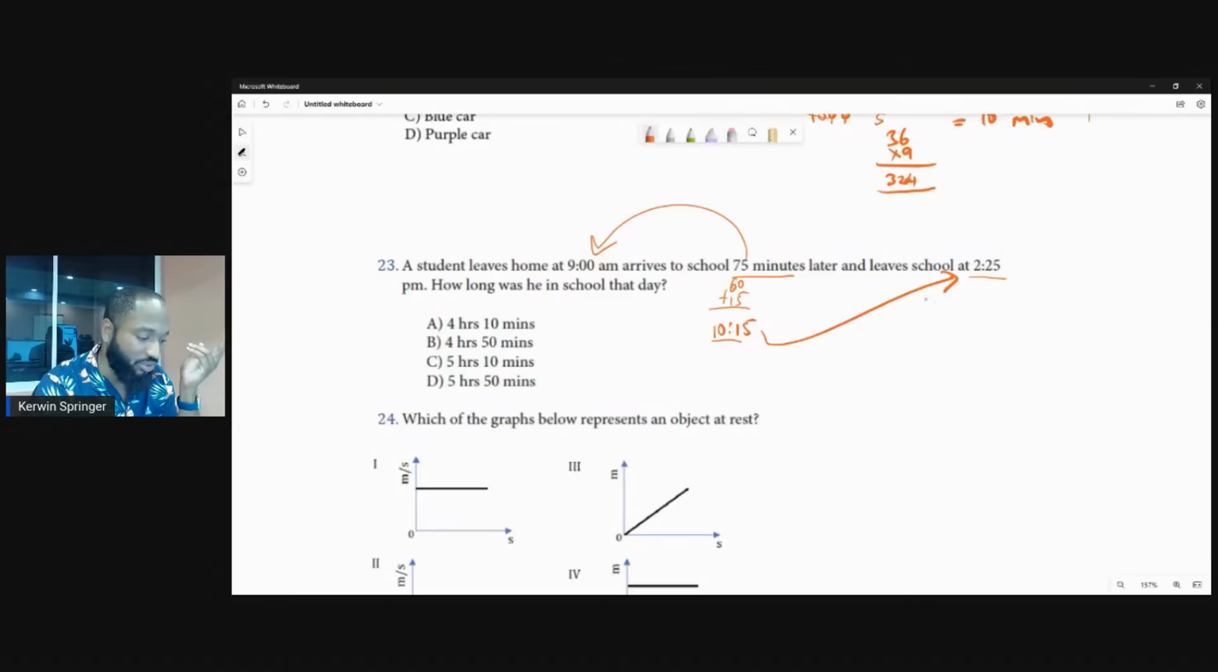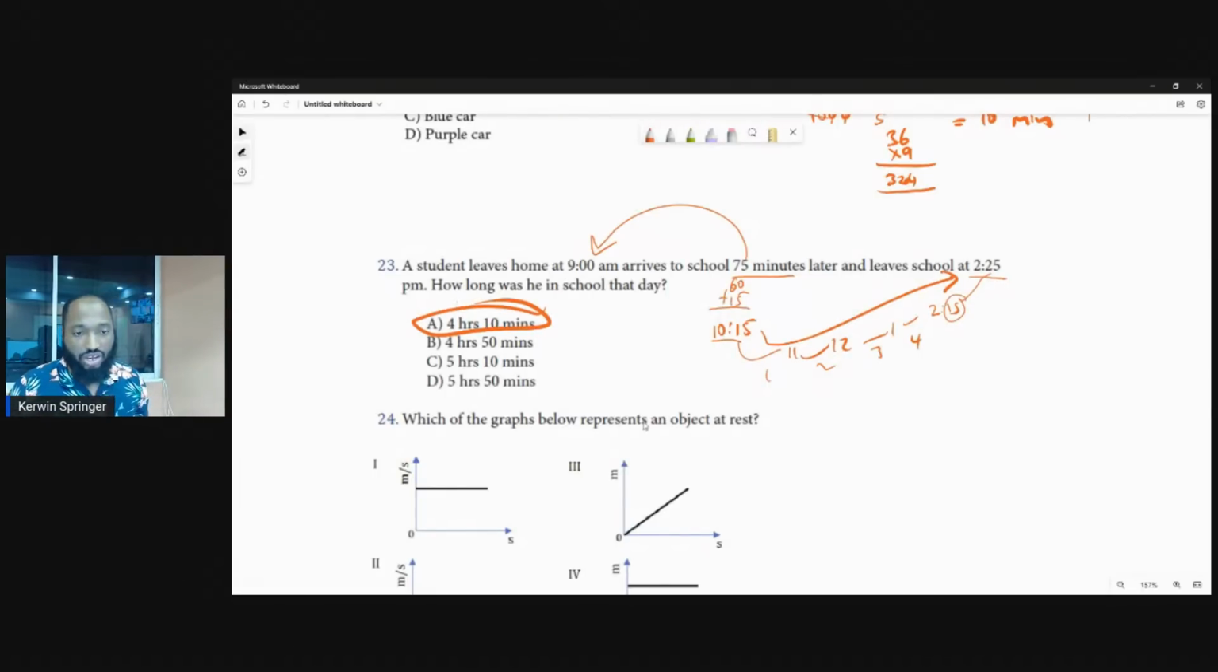And in my mind, I can do this and say 10, 11, 12, and at least 13. 1, 2. Right now we're at 2:15, and that's 1, 2, 3, 4 hours. And to go from 15 to 25 is 10 minutes. So 4 hours, 10 minutes. A lot of you all got that really quickly.